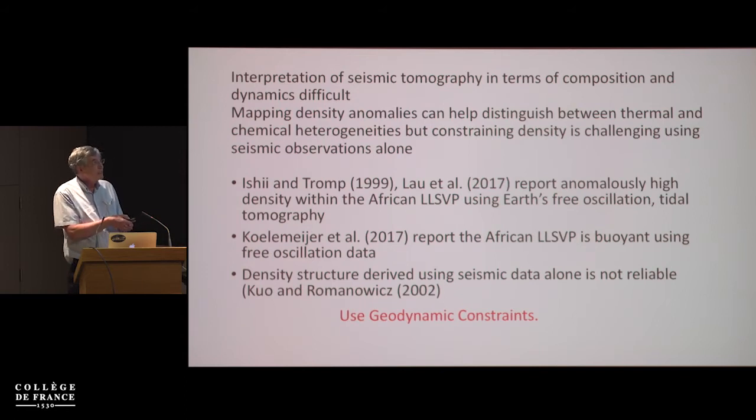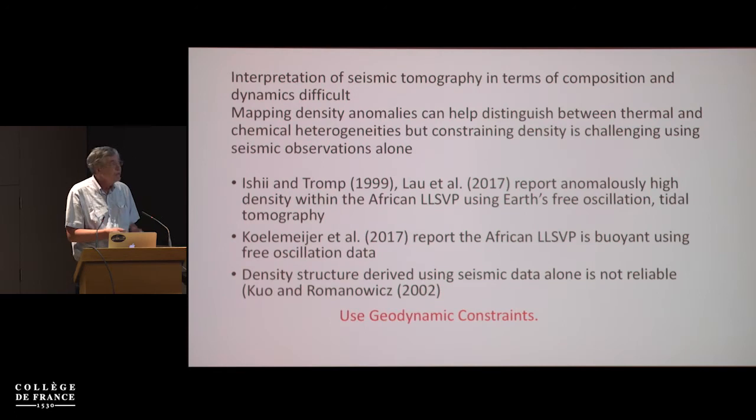So there have been some studies specifically looking at density. Way back, Ishii and Tromp found that African large low shear velocity province, slow anomalies, actually has higher density than average. They use free oscillations. But a recent paper by Kohlmeier in 2017, using free oscillations as well, report that it's actually buoyant, the African LLSVP. And then I put in Harriet Lau's recent paper using tidal tomography, saying, oh, they're denser. And Barbara actually had a paper back in 2002 saying using these free oscillations alone, it's a little bit different to get at density.